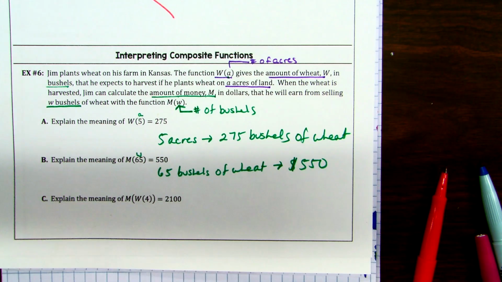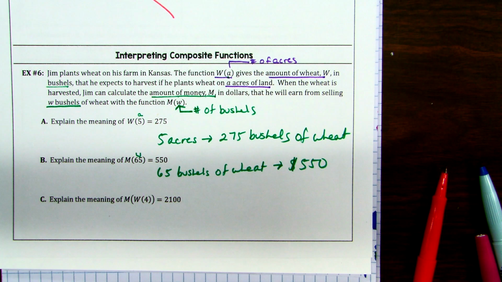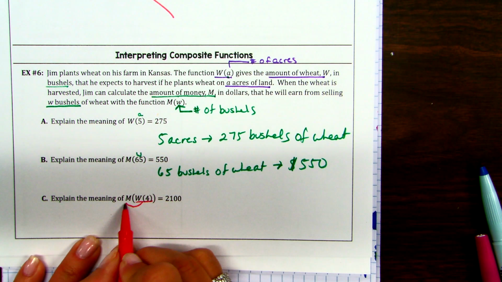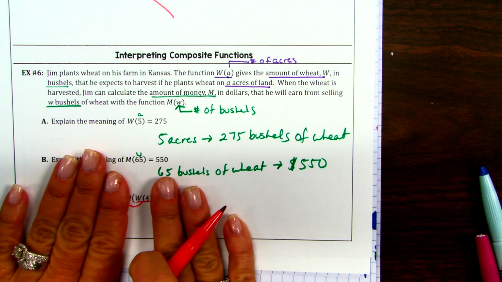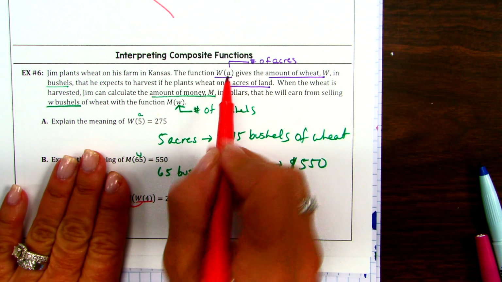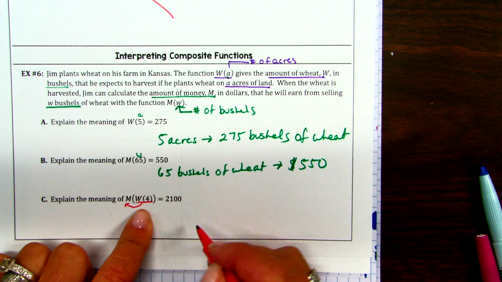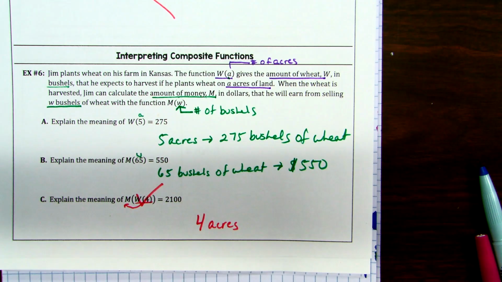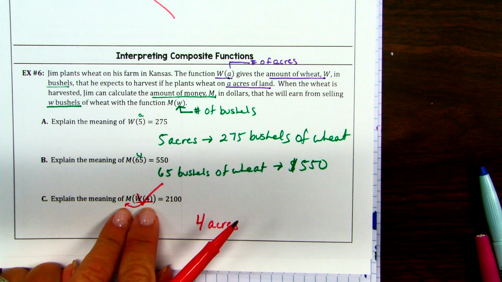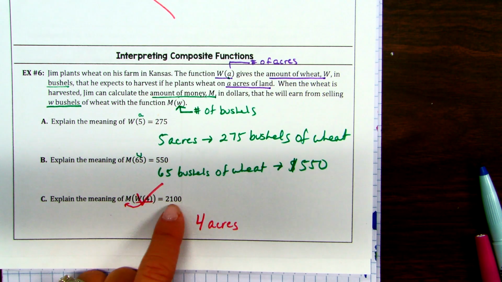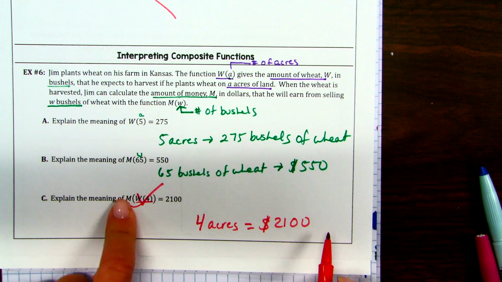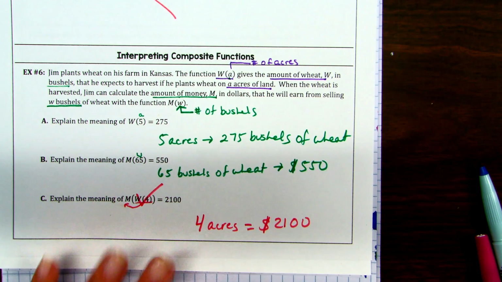Our last one is composition, putting them together. So remember your order. Start on the inside and work out, okay? So W of 4, this is 4 acres. That's what that means, right? That means 4 acres. That takes care of that. And then we have M of 4, or M of whatever this is, would be what? What would that number represent? Money. Good, guys. Because it's M of whatever equals 20. So M is money. All right?